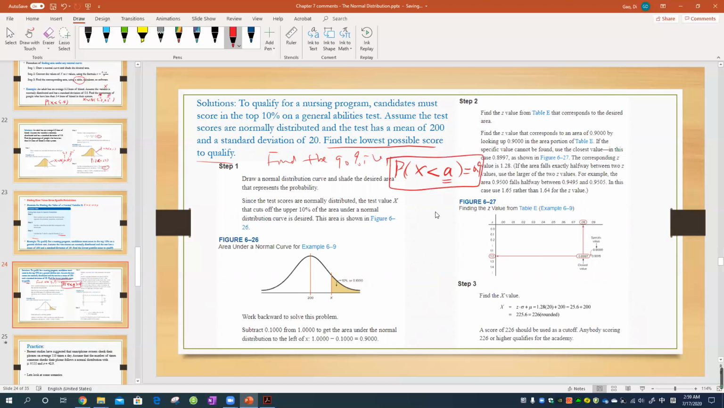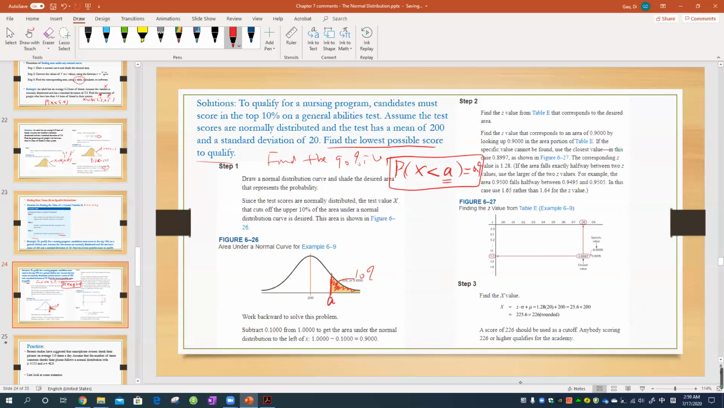So this is what we want. And then the value is right here, and then this is the shaded area, 10%. So this is the 90th percentile. So we want this value a here.